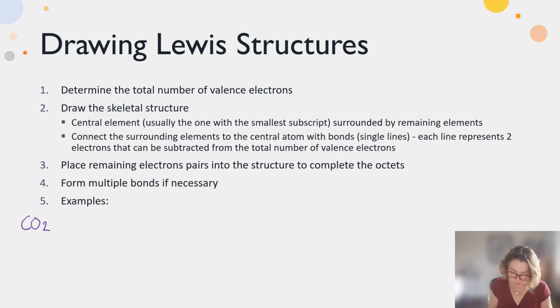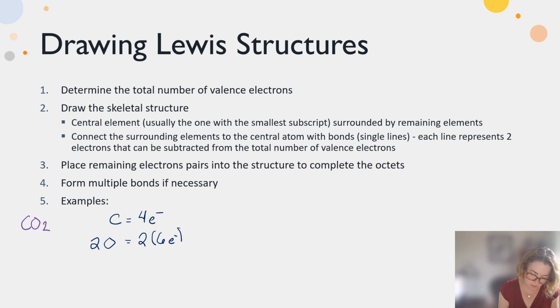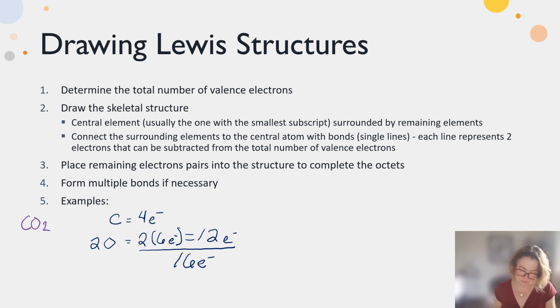First thing I'm going to do is to count up all of my valence electrons. Carbon sits in group 4A, so carbon has a total of 4 valence electrons. And I have 2 oxygens, and each of those oxygens is going to contribute 6 electrons. Oxygen sits in 6A, and so from the oxygens, I have 12 electrons. I'm going to add those together, and that gives me 16 total electrons that will be inside the structure.